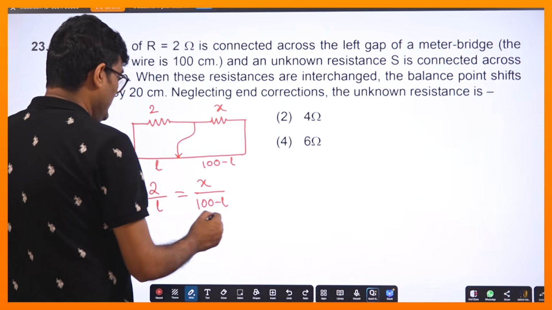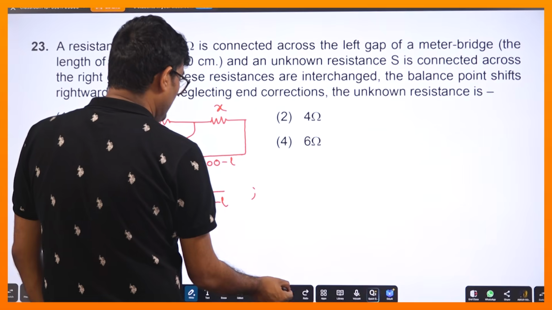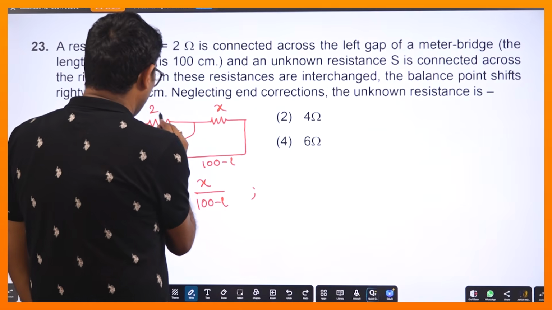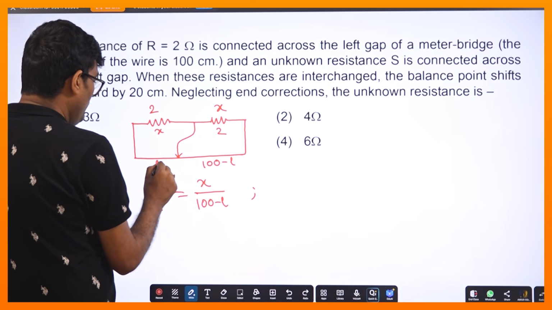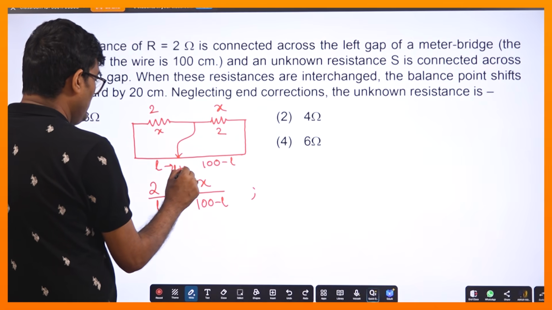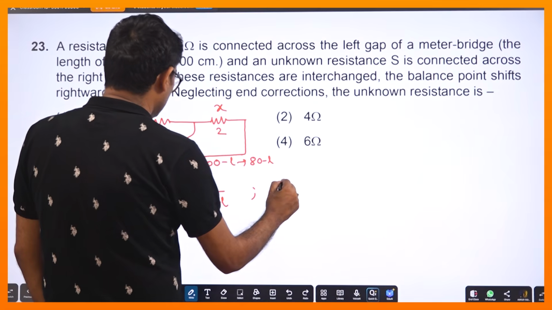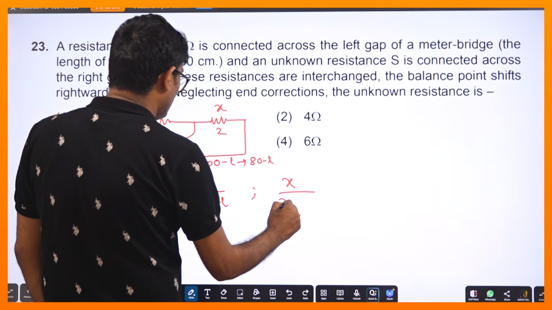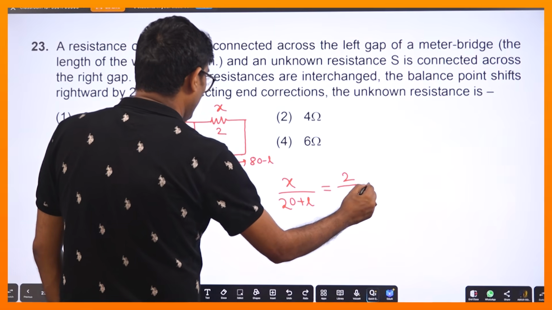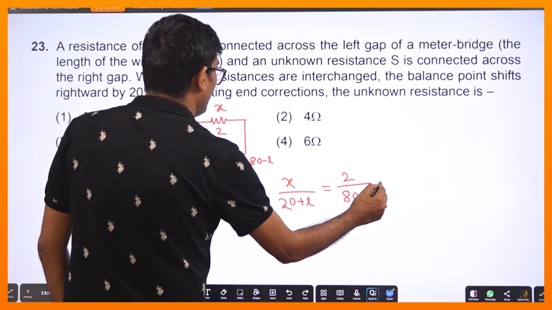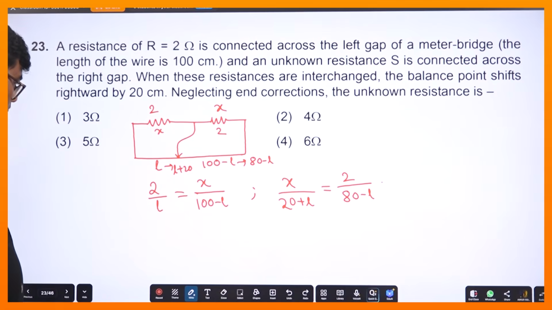And in the second case, if I interchange them, that I place x here and 2 here, then this L will become L plus 20 and this becomes 80 minus L. Right? So x by 2 equal to L plus 20 by 80 minus L. What I have to calculate? I have to calculate the unknown resistance x.